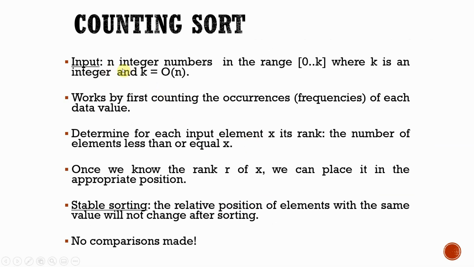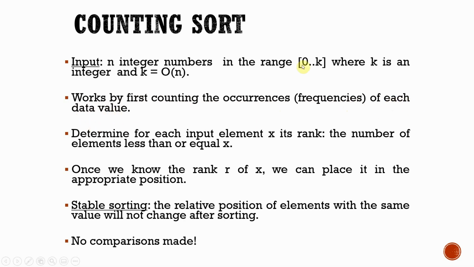So assume that we have n integer numbers in the range 0 to k, where k is an integer and k is of order n. We'll see that this also applies to characters as well, but for now let's just focus on integers. Counting sort works by first counting the occurrences, or the frequencies, of each data value.